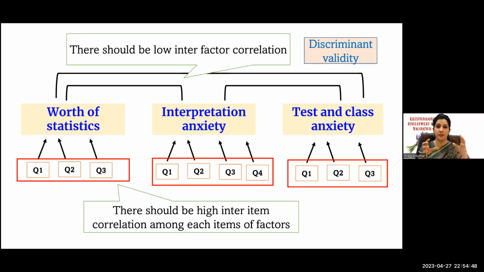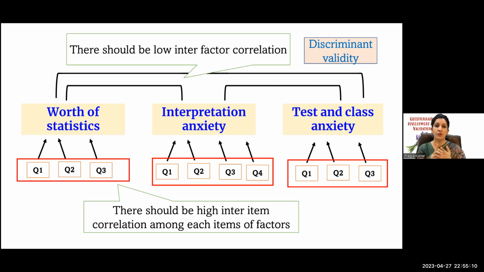But if the factor analysis is revealing that it has got more than one factor, then the correlation between these two factors should be low. And we will see this statistically once we perform the factor analysis. Okay. So construct validity is tested when we do the factor analysis.